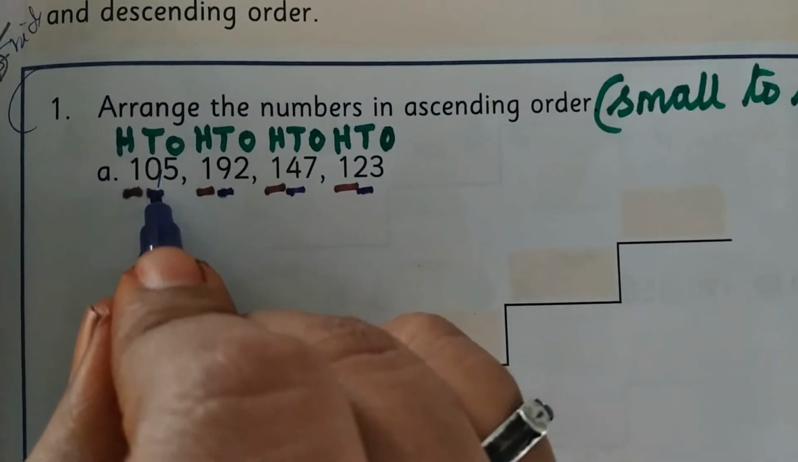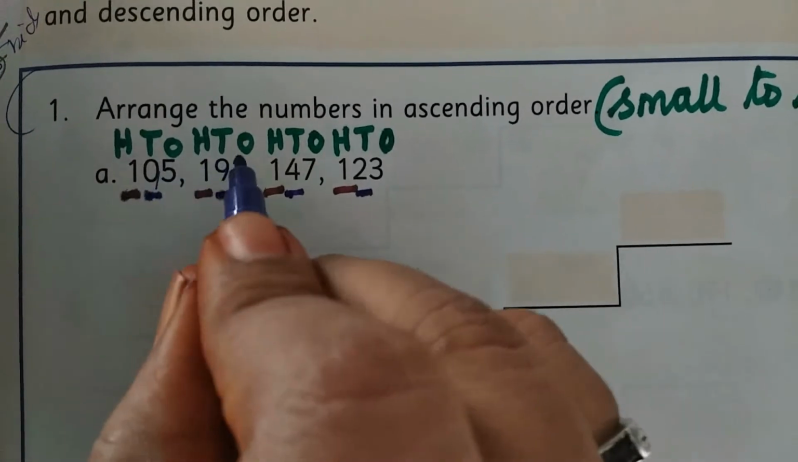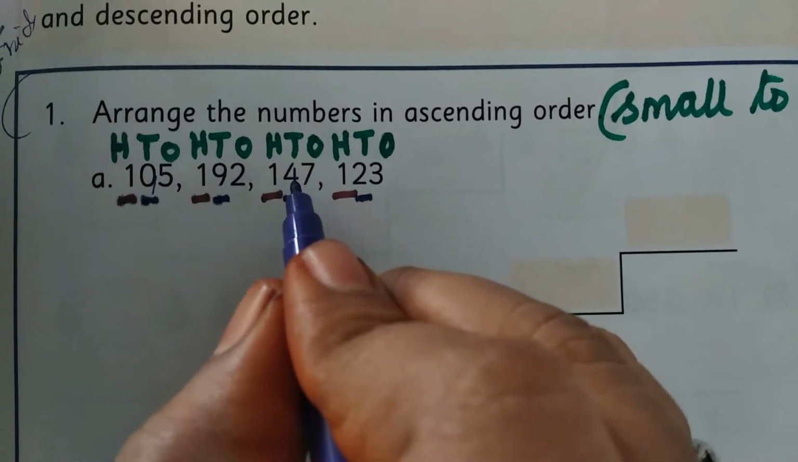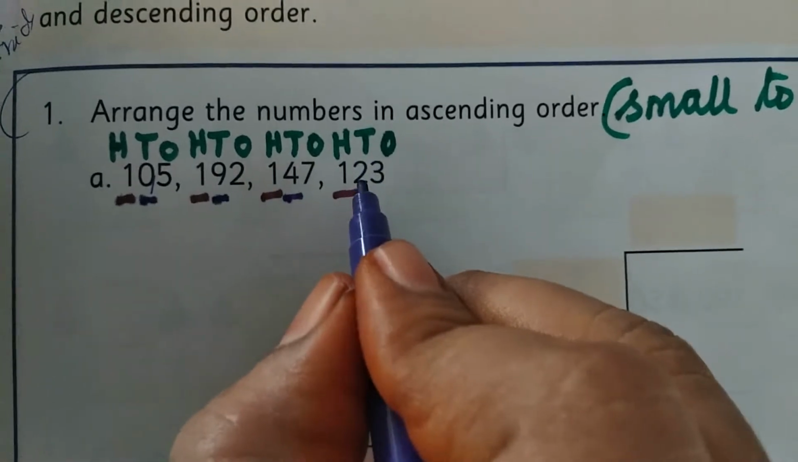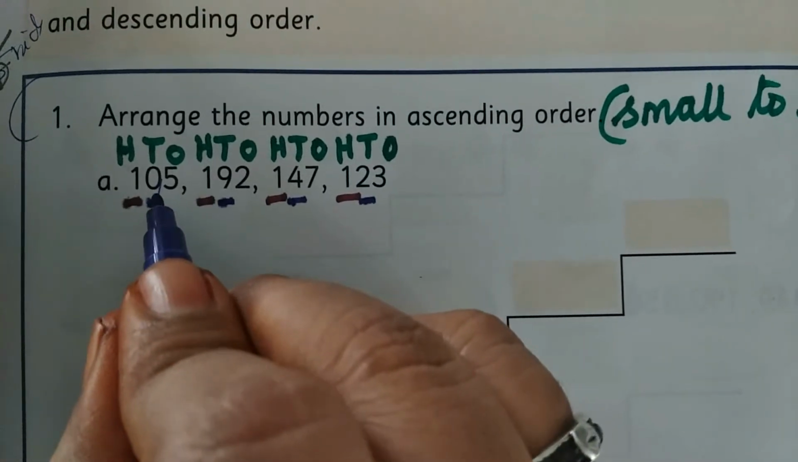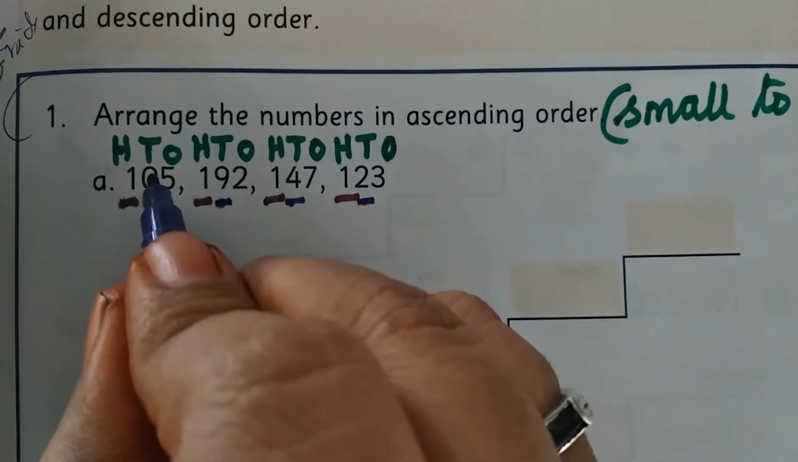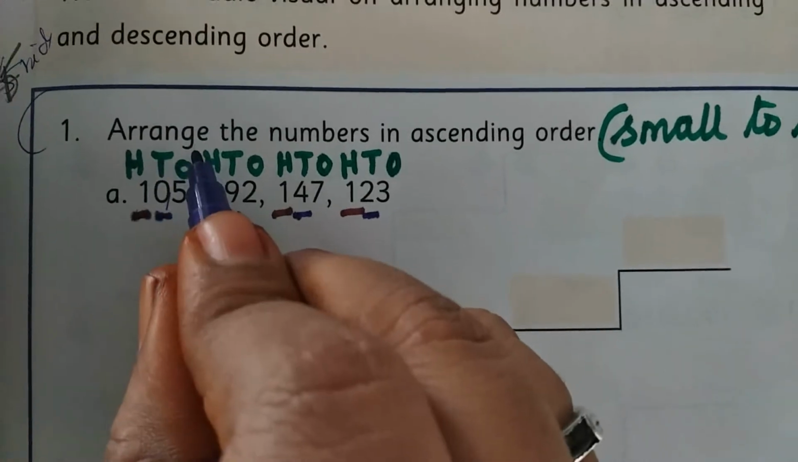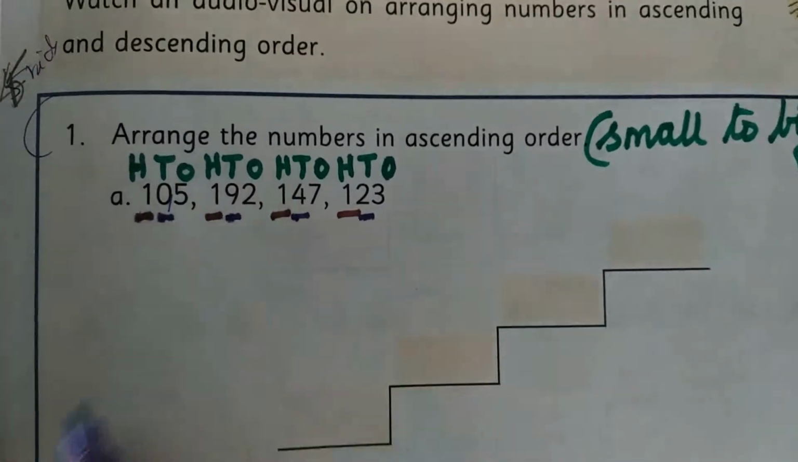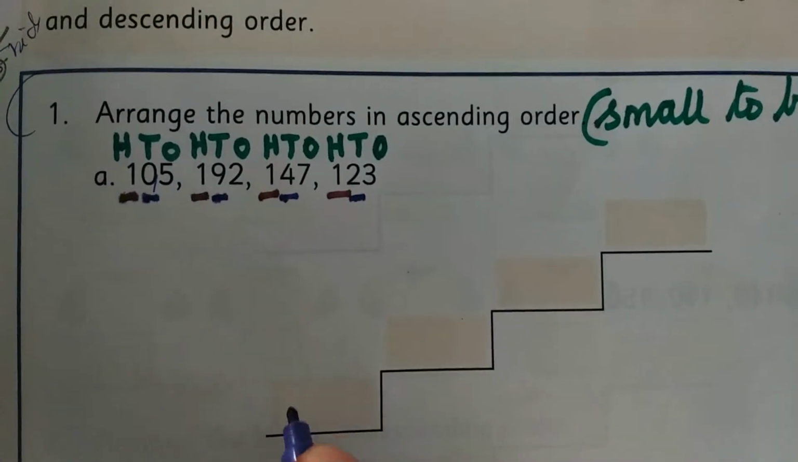See here, for the first number we have only 0 tens and for the second number we have 9 tens. Third number 4 tens we have and for the last number 2 tens we have. Out of these 4 tens, which one is small? Yes, 0 tens is small. Okay, so 105 is the smallest number. You want to take and write here.